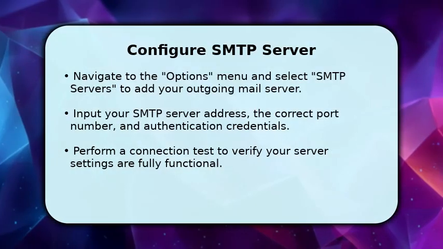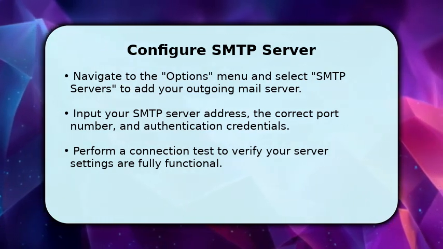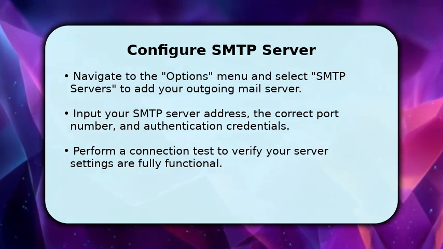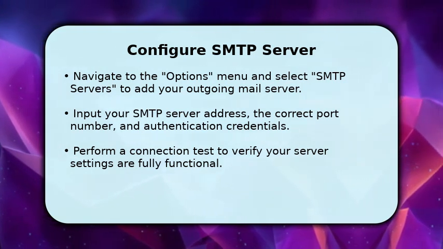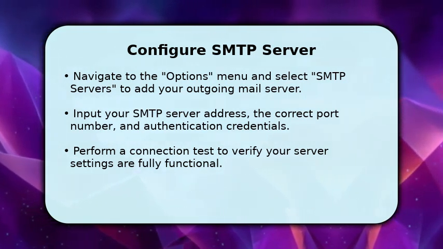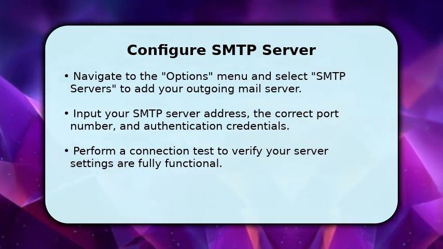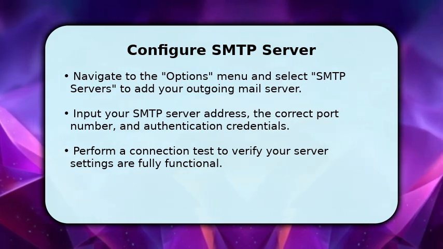Next, you will configure your SMTP server settings. This is crucial for sending emails reliably. Go to the Options menu, then SMTP Servers, and add your server details. You will need your server address, port number, and login information. Always perform a test connection to ensure everything is working perfectly before proceeding. This step guarantees your messages will reach their intended recipients.